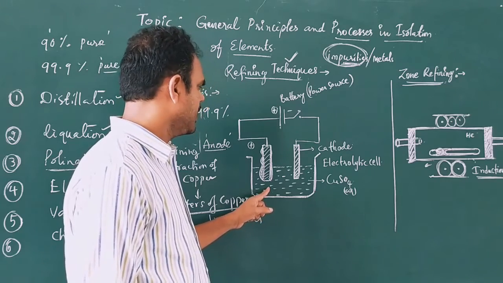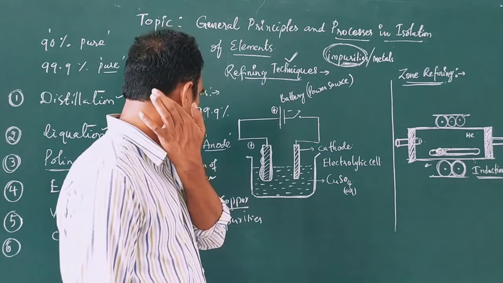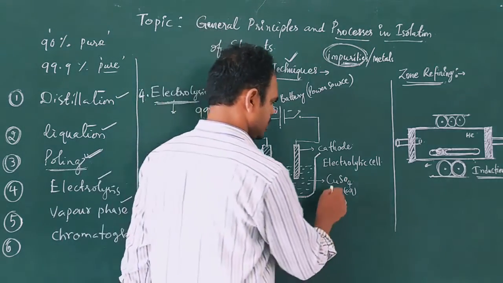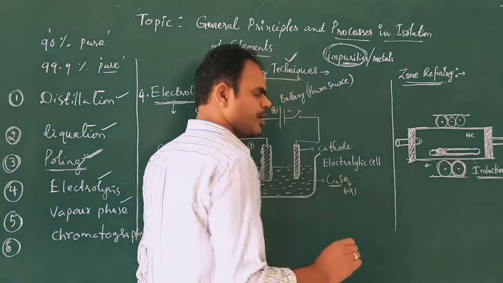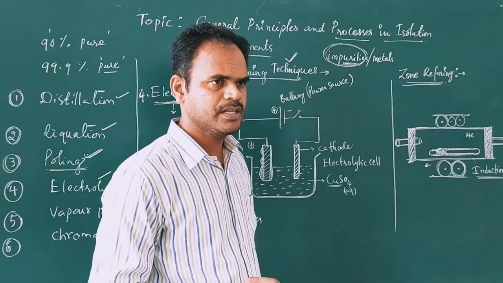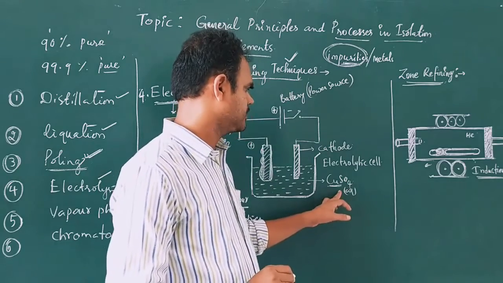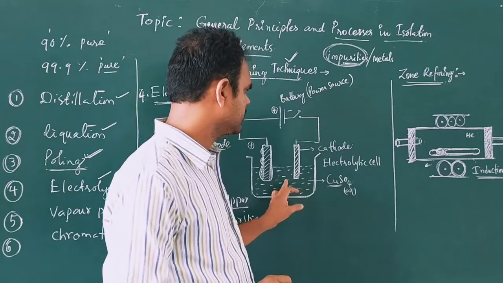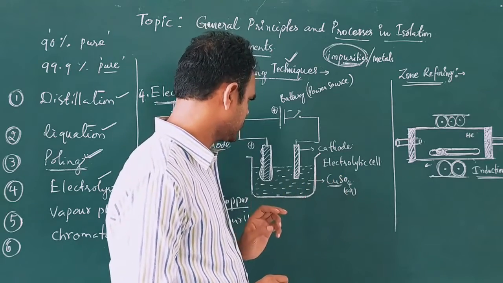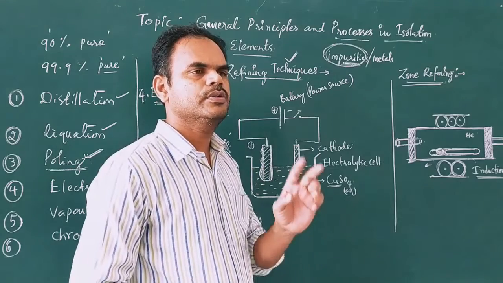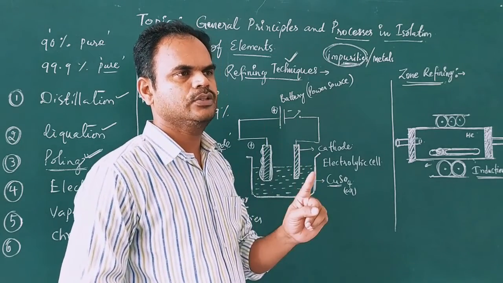In this, we should take a metal solution, which is copper sulfate. An acidic copper sulfate aqueous solution we should take. In this electrolytic cell the copper sulfate solution is taken, and we have to put in two electrodes: one is the anode, the other is the cathode.